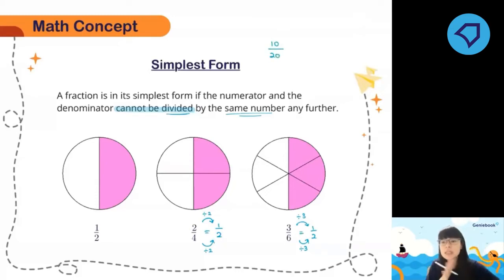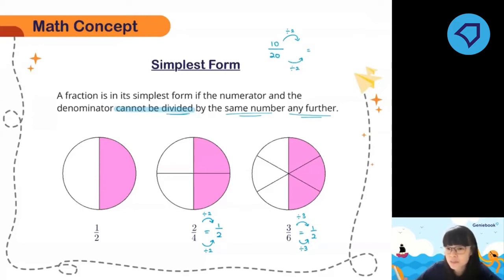If I have 10/20, how do you know what number to divide? If you do not know, it is okay. We can always start dividing by the number 2. Any number divided by the number 1 will give you its original number, correct? So even if I divide by 1, you'll still get 10/20. So what does it mean by the numerator and denominator cannot be divided by the same number any further? That means it has to be the smallest possible number, okay? So what happens if I divide by 2 and I divide by 2?